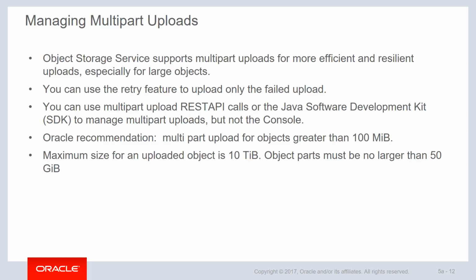It's important to note that the maximum size of a single object cannot exceed 10 TiB, and the object parts can be no larger than 50 GiB in size. So if we needed to store a single 10 TiB object, we would simply deconstruct it into 50 GiB or smaller parts and perform a multi-part upload.